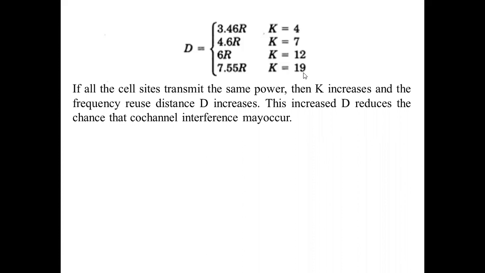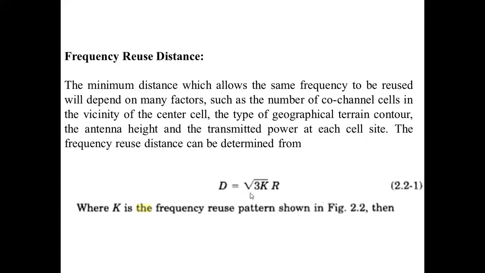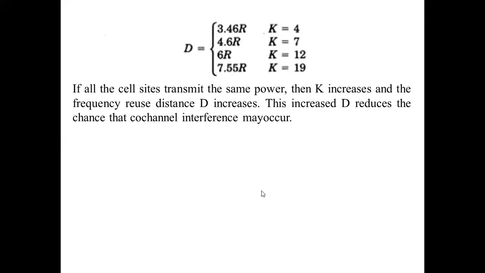We know that if all the cell sites transmit the same power, then naturally k will be increased. If k is increased, then definitely the distance D will increase, because D is directly proportional to k. So D should be increased if all your cell sites transmit the same power.